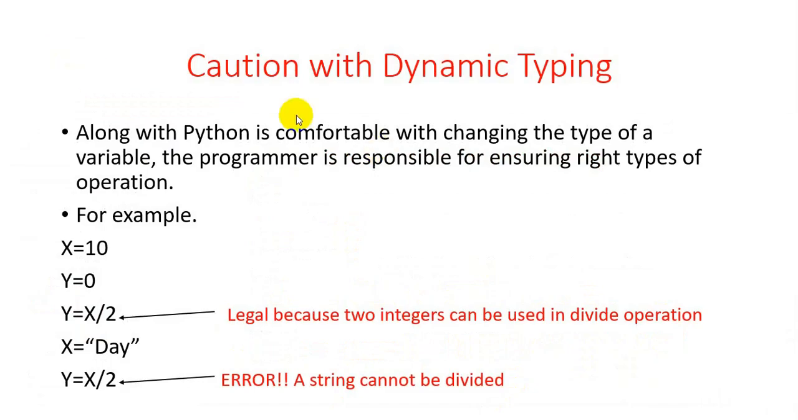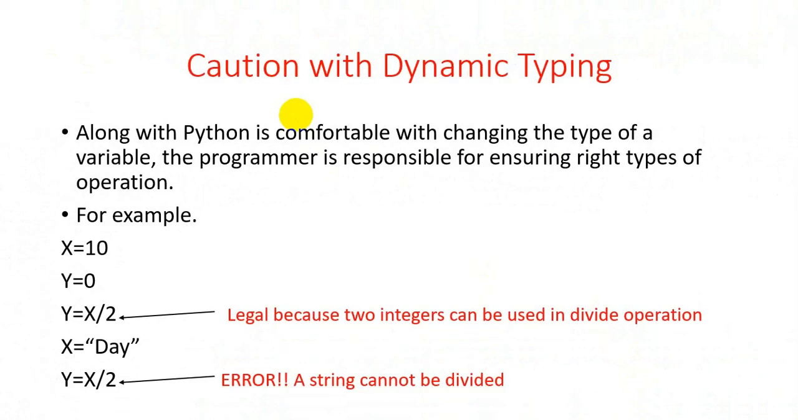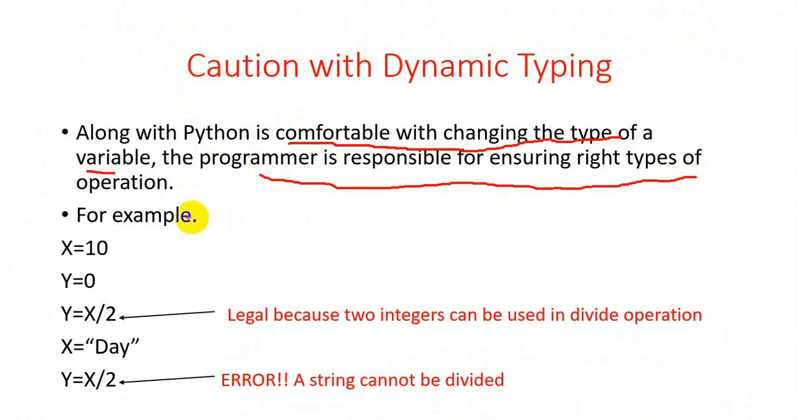So, caution with dynamic typing. That means dynamic typing is allowed in Python, but we have to ensure that when using the variable in an expression, the right type is used. That is our responsibility as a programmer. Although Python is comfortable with changing the type of a variable, the programmer is responsible for ensuring the right type of operation. So see this example.